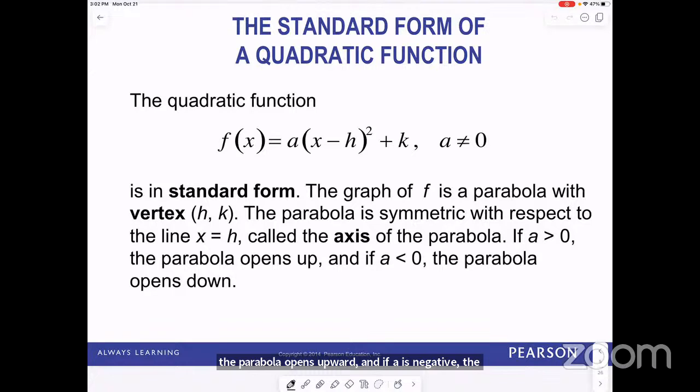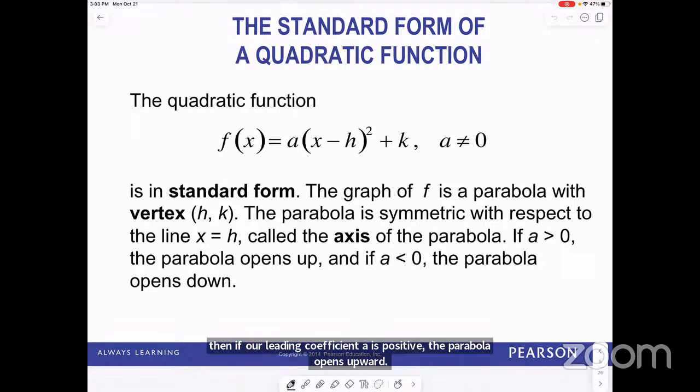In my opinion, this is the easiest way to graph a quadratic. In this form we can quickly identify the vertex of the parabola. That's the turning point on the graph, where the graph either goes from decreasing to increasing or vice versa, and it's identified by the ordered pair h comma k. If our leading coefficient a is positive, the parabola opens upward. If our leading coefficient a is negative, the parabola opens downward.